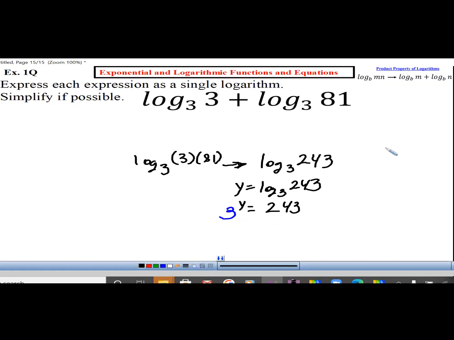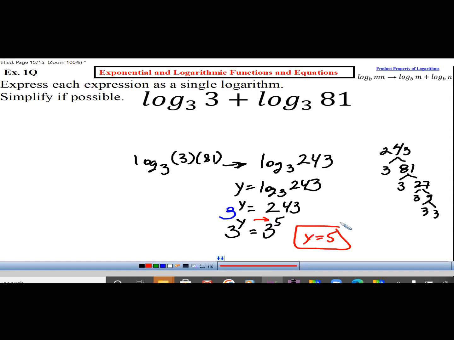So can we write 243 in base 3? 243 divided by base 3, that's 81. Divided by 3, that's 27. Divided by 3, that's 9. Divided by 3, that's 3. So that's 5 threes. So this is 3 to the 5th equals 3 to the y, which means y equals 5. Ooh, let's go. Not bad, right? Now check this out.